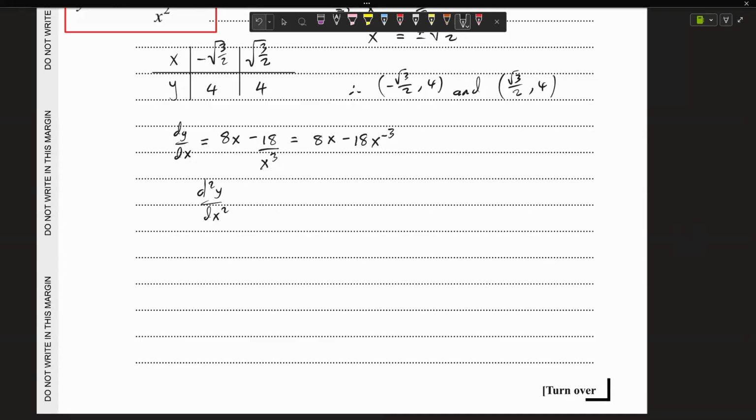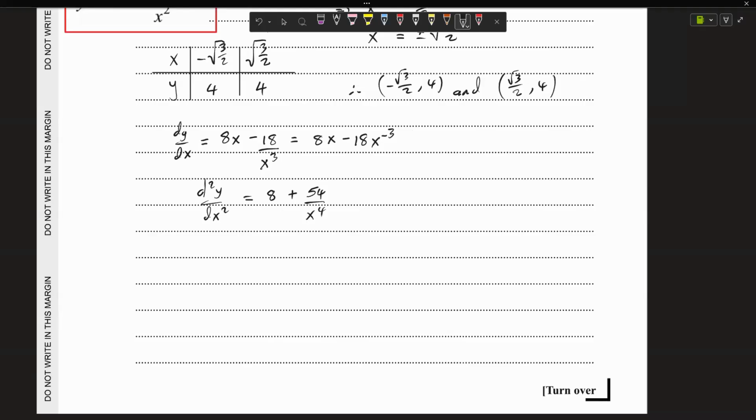So for the second derivative, that's going to be 8. And here, that's going to be negative 18 times negative 3, which should be 54. So that's plus 54, and that's x to the minus 3 minus 1, that's x to the minus 4. So that's over x to the 4. That's what we'll be having.